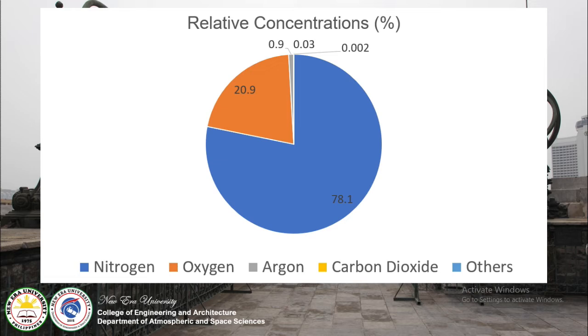78.1% is nitrogen, followed by oxygen at 20.9%. Then followed by argon at 0.9%, carbon dioxide at 0.03%, and others, okay, at 0.002%. No, so it includes the water vapor and other greenhouse gases. The only two major variable constituents are the ozone and water vapor. So nagbabago-bago siya. It depends on the weather, climate.